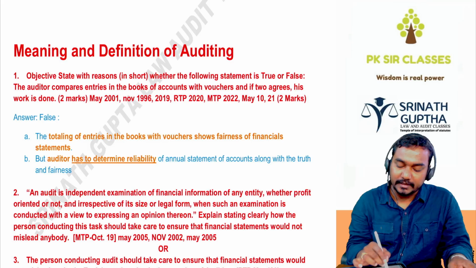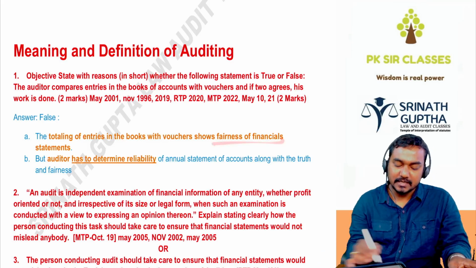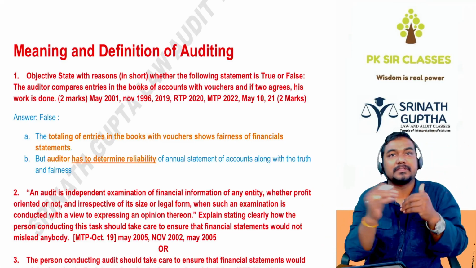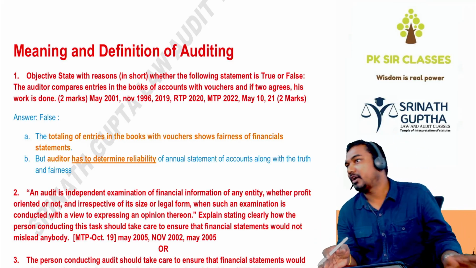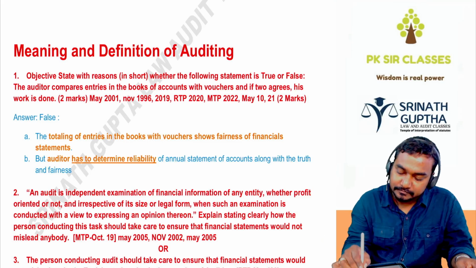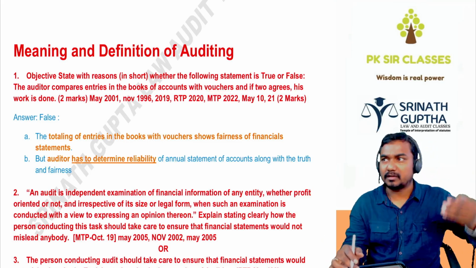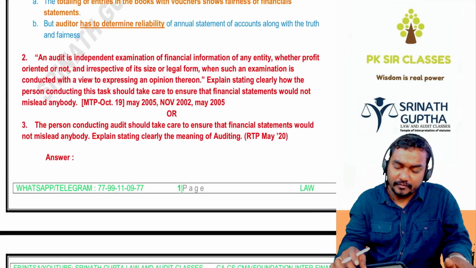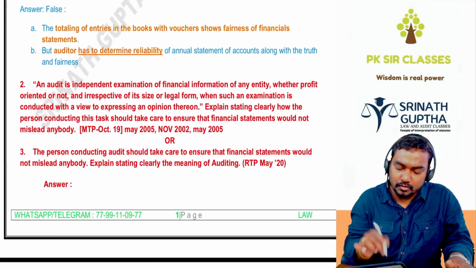2 marks. The totaling of the entries in the books of accounts with vouchers will show fairness of the financials, but the auditor has to determine the reliability also. Just matching the books with vouchers, journal entries with vouchers, is not sufficient. The auditor cannot give the audit opinion just by matching the vouchers with the entries. He has to go for so many activities, perform other techniques, and see whether they are true or false. He has to check the reliability of those statements, those vouchers also.